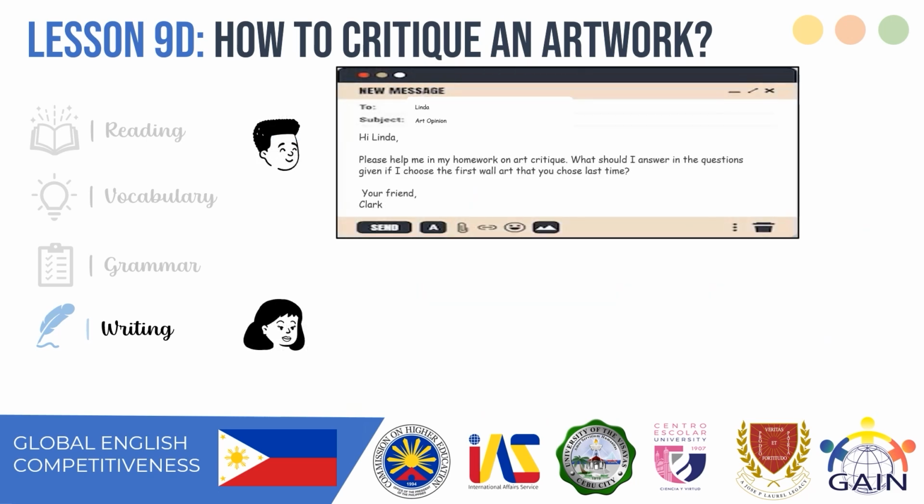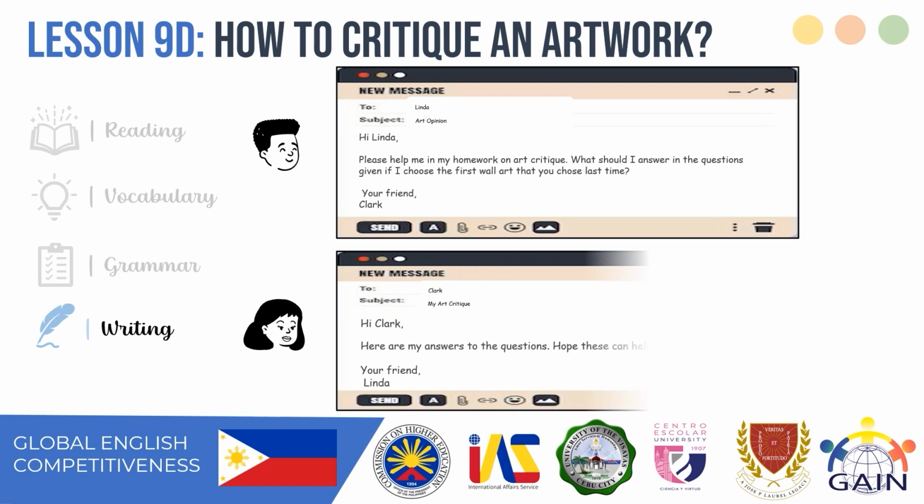And we're down to our last activity. Let's first read the email messages between Linda and Clark. To Linda, subject, art critique. Hi Linda, please help me in my homework on art critique. What should I answer in the questions given if I choose the first wall art that you chose last time? Your friend, Clark. And here's the reply. To Clark, subject, my art critique. Hi Clark, here are my answers to the questions. Hope these can help. Your friend, Linda.